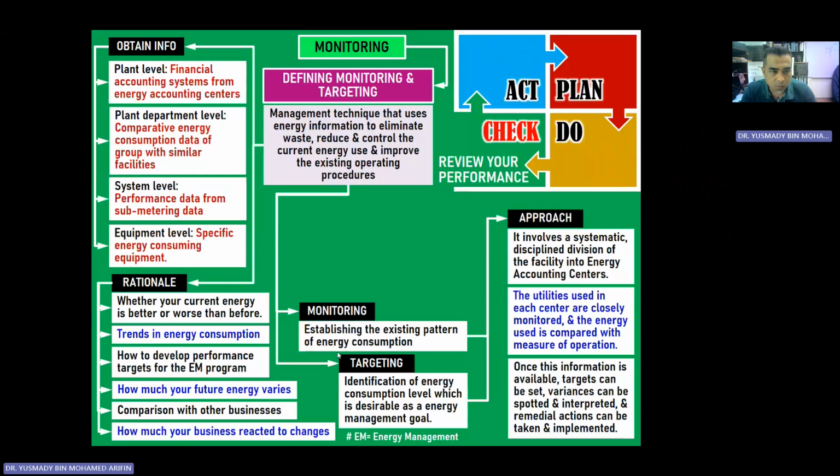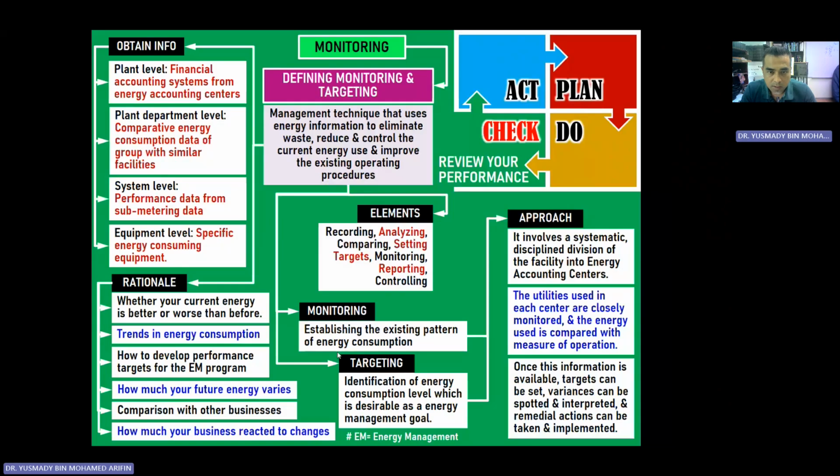And for the equipment level, we will have specific energy consumption for individual equipment. So this kind of information is what we will obtain for different levels by implementing the defining, monitoring, and targeting process. The elements involved under defining, monitoring, and targeting are recording, analyzing, comparing, setting target, monitoring, reporting, and also the controlling elements.